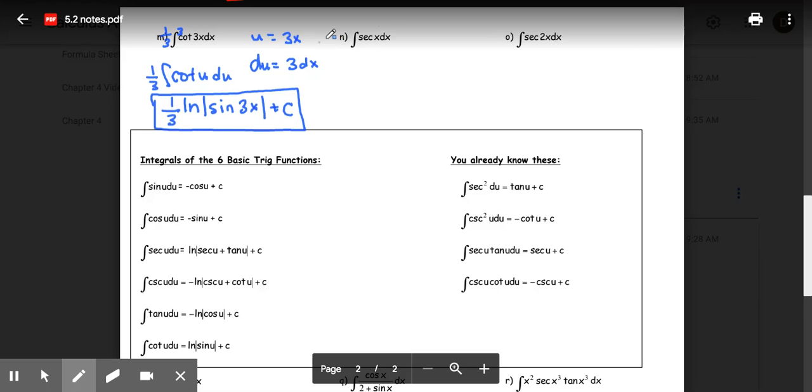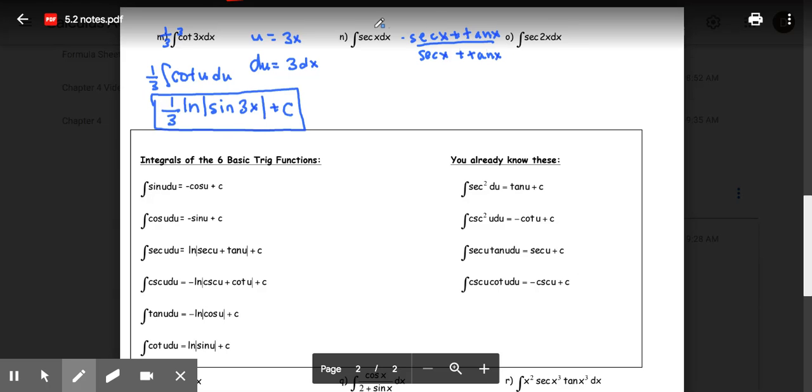All right, and I'm going to skip N. I'm not going to derive how secant comes about. It goes into this whole long thing. To get the formula for the integral of secant, you actually multiply by secant x plus tangent x on the top and the bottom. I know I said I wasn't going to go into this, and now I'm doing it.